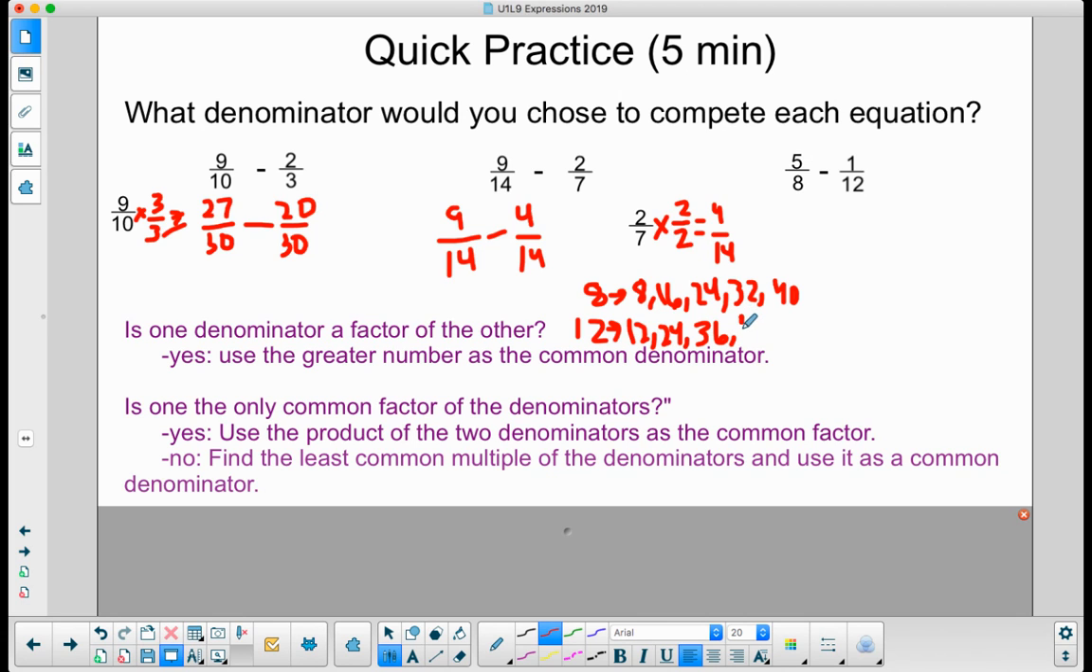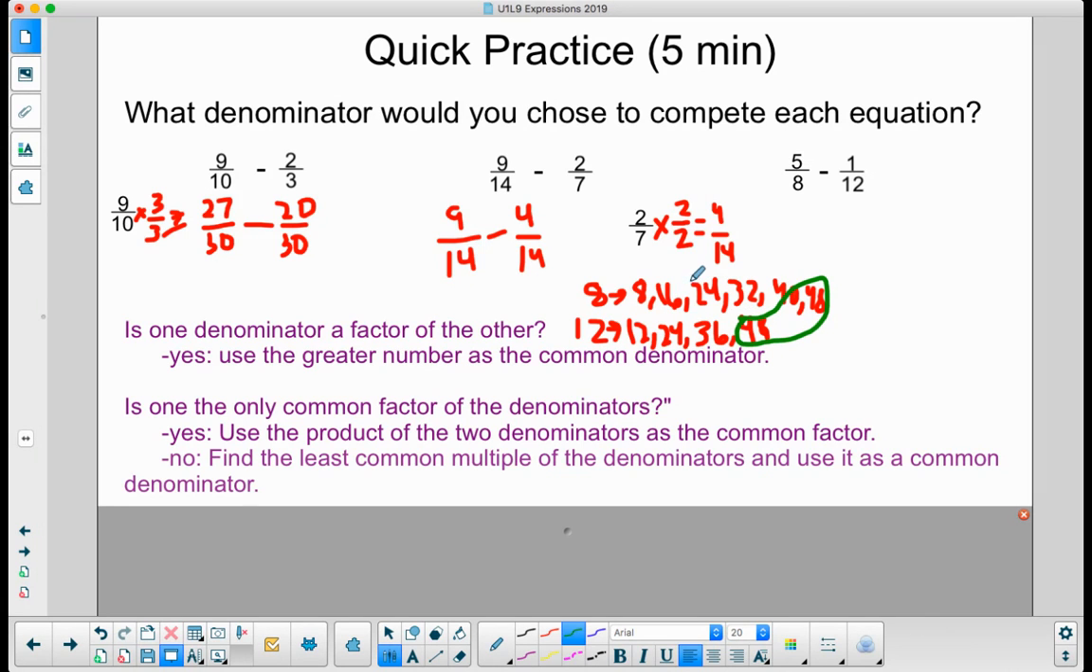Multiplied by 4 is 48. That would be our next common multiple. 6 multiplied by 8 is 48. So I'll write that one for us. What do we have in common here? We have 48.